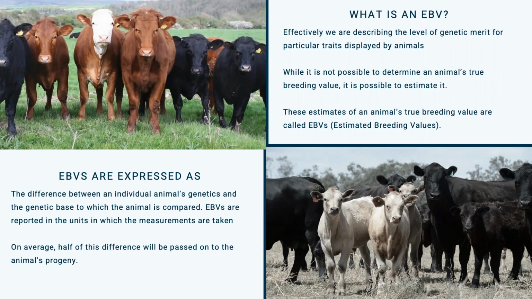The EBVs themselves are reported in units in which the measurements are taken. When you look at an EBV, it'll be expressed in things like kilograms or centimeters or intramuscular fat as a percentage. And remember, the bull that you use, half of his genetics will be in his progeny. The other half are going to be contributed by the dam. So when you look at an EBV, you really need to remember that what you're looking at is going to be half of that figure on the EBV sheet. And I'll come back to that shortly.